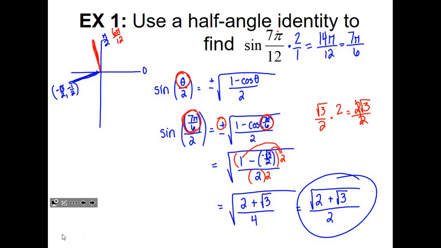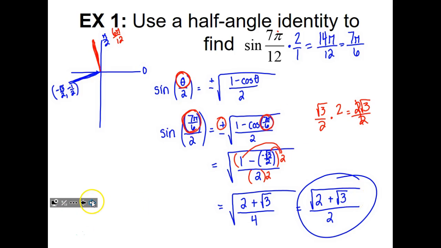Then if you use sum or difference, it will be the same answer. Like if we did this with double and half, we'd probably get square root of 2 minus square root of 6 over 4 or something like that. If we typed both of these into the calculator, we would get the same value. It would give us the same decimal. So our answers will look different whenever we use the half angle identity instead of sum and difference for these.